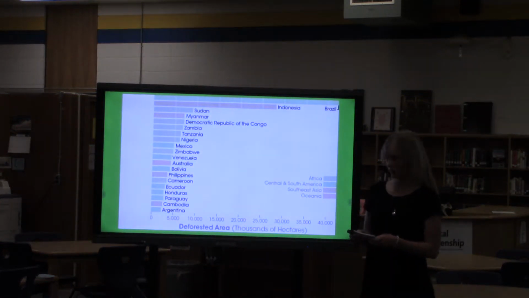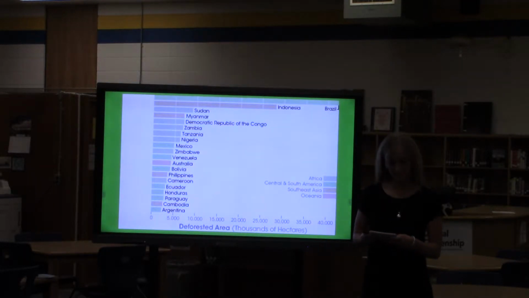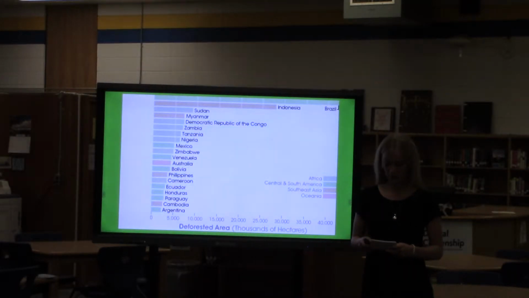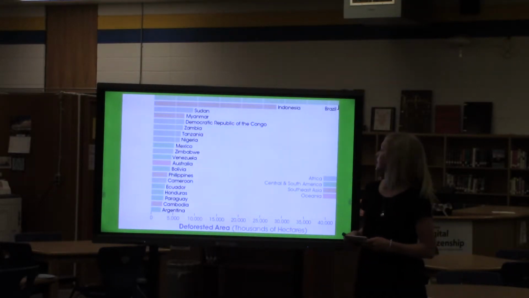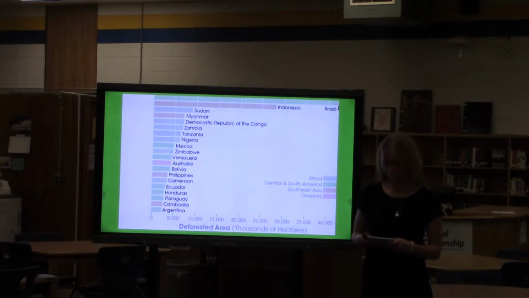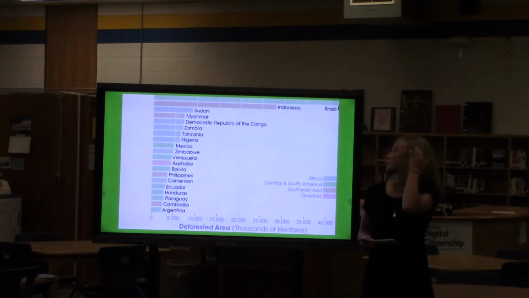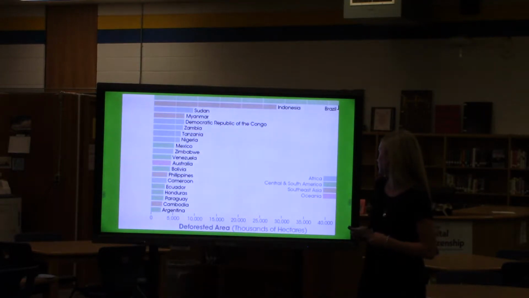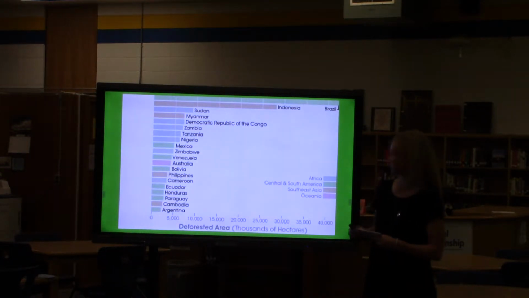In this graph from NASA, it shows just how much land is destroyed in certain countries. And for perspective, 1 square mile equals around 259 hectares. Thousands of hectares of rainforest have been destroyed throughout these countries. And as you can see on this graph, Brazil, having around 40,000 hectares destroyed, is in the lead.